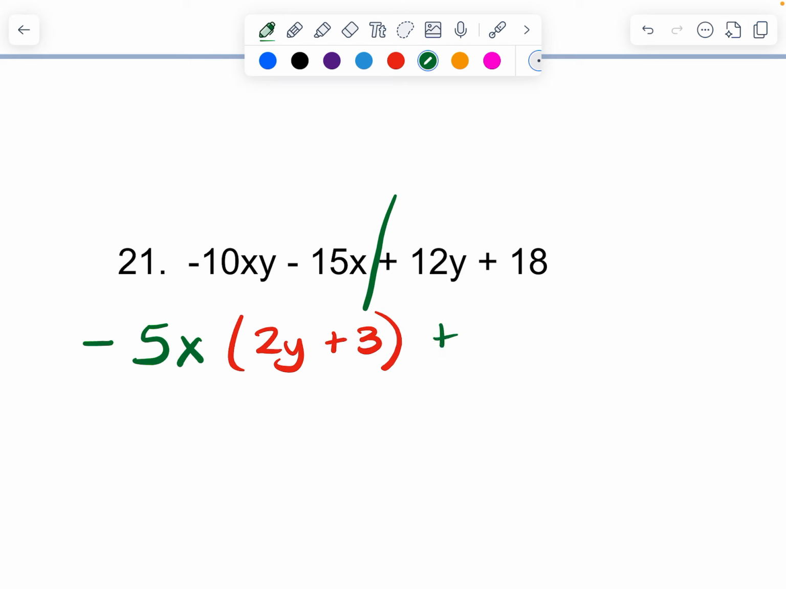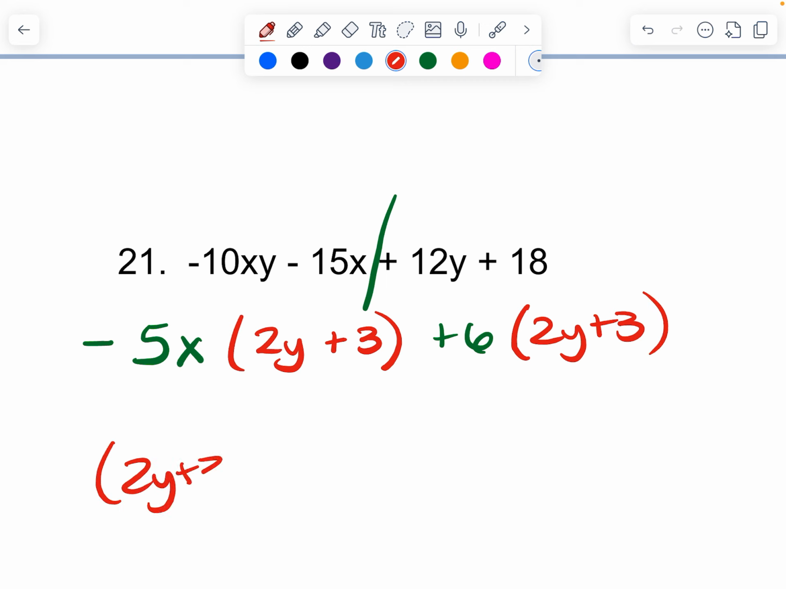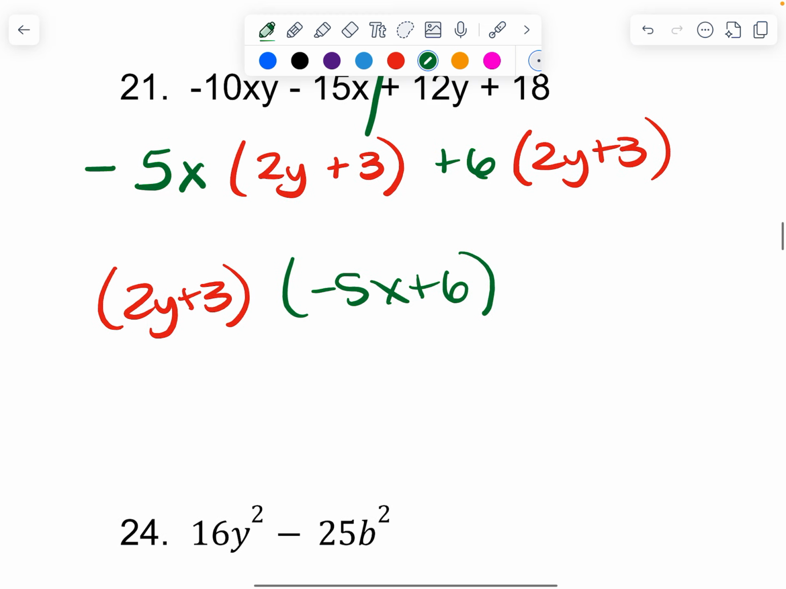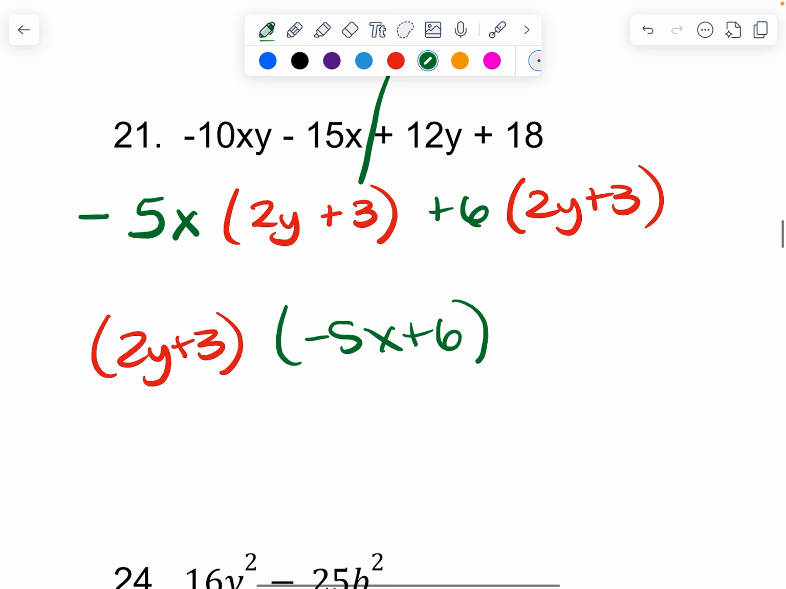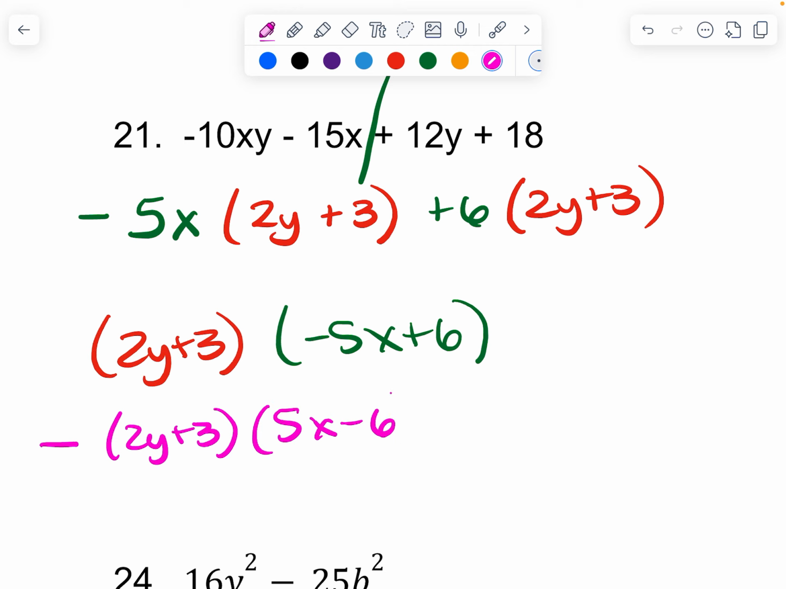This one, I'm going to take out a 6, and I'm left with 2y plus 3. Those are the exact same, so I'm going to write this, and then I'm going to have negative 5x plus 6. Now, could you have taken out the negative first? You could have. If you had taken that out, you would have gotten 2y plus 3 and 5x minus 6.